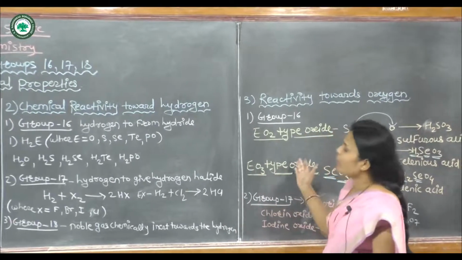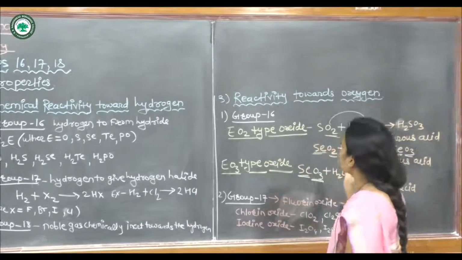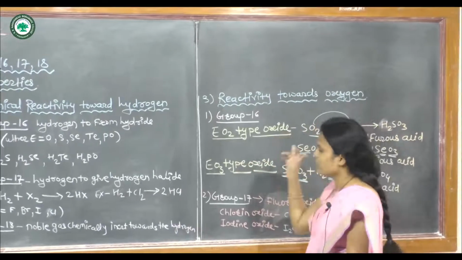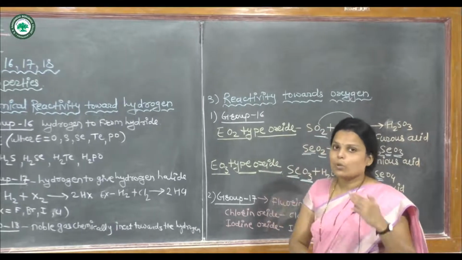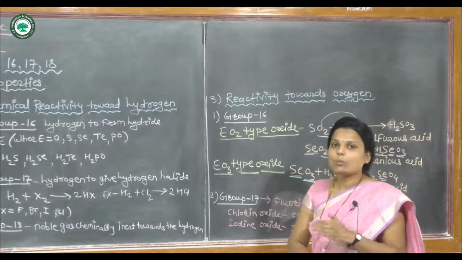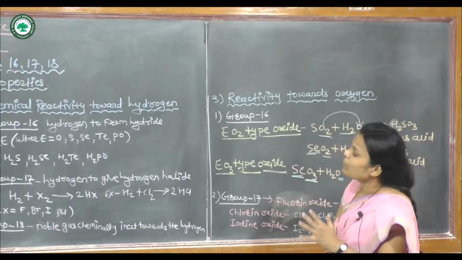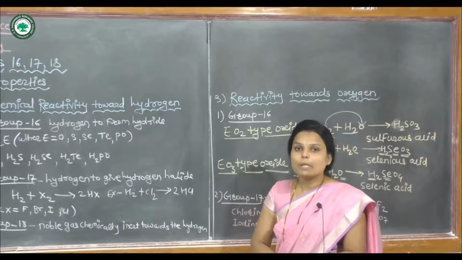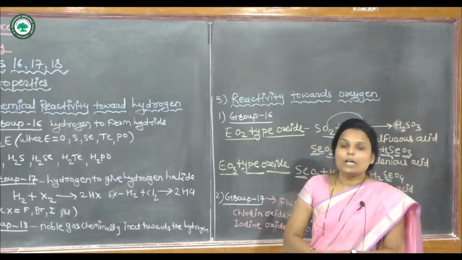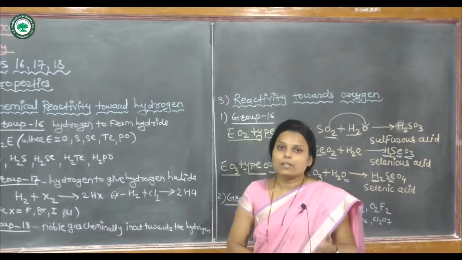Now the third property we also discussed in this lecture, the reactivity towards oxygen, means oxygen reacts with all of these groups, group 16, group 17 and group 18. These are the chemical properties of group 16, 17 and 18. The remaining 3 properties we can discuss in the next lecture.